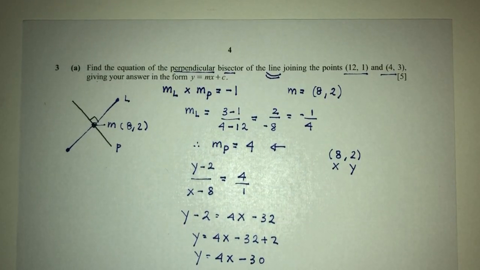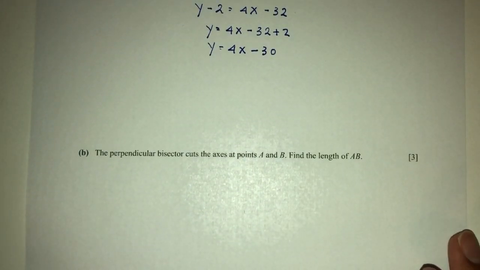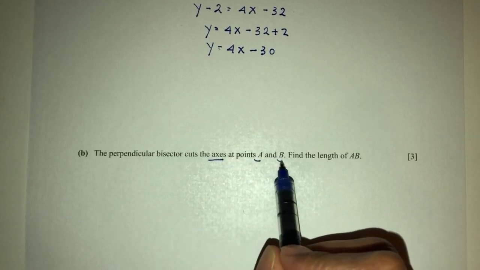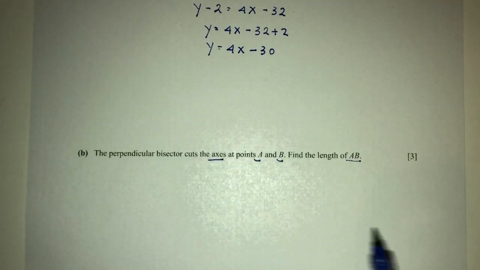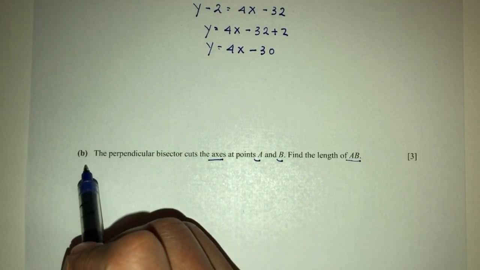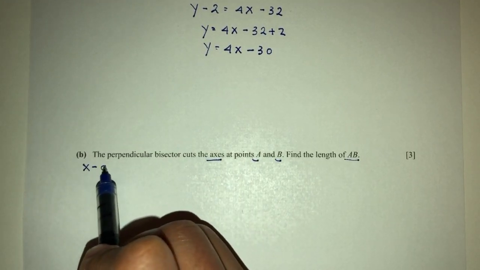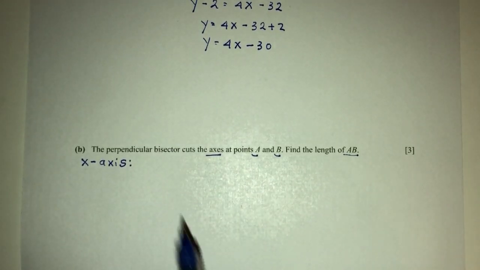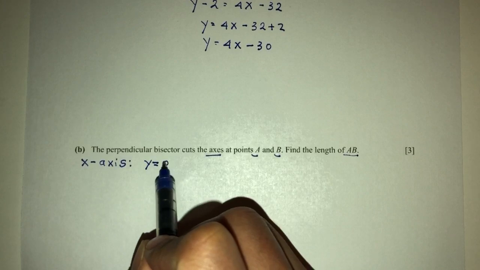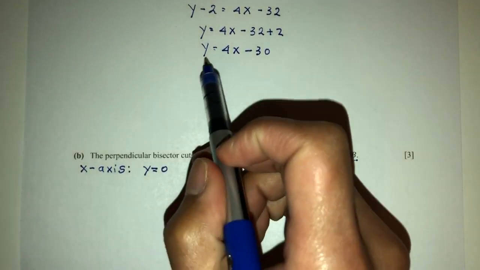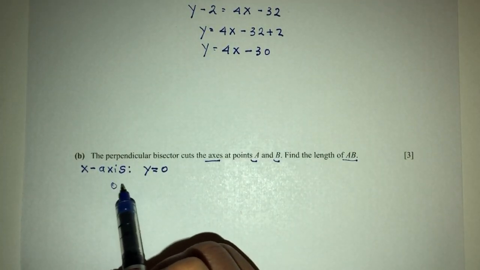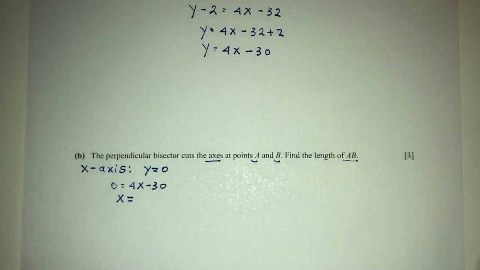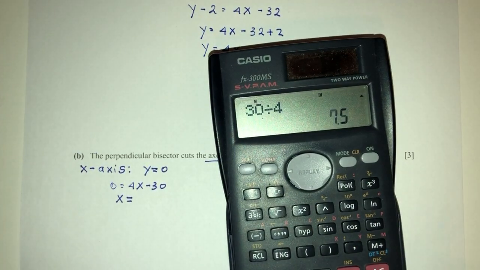That will be part B now. The perpendicular bisector cuts the axes at 2 points A and B. Find the length of AB. Pretty easy. At the axes means the x-axis and the y-axis. So what do we know at the x-axis? We know that the value of y has to be 0. So replace 0 here, you will have 0 is 4x minus 30. So x has to be 30 divided by 4, that should be 7.5.